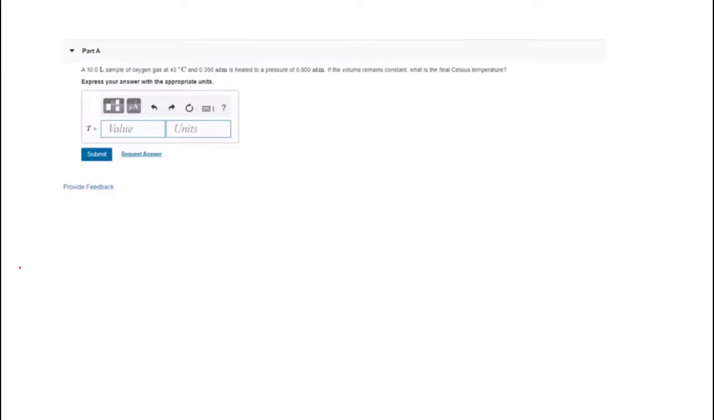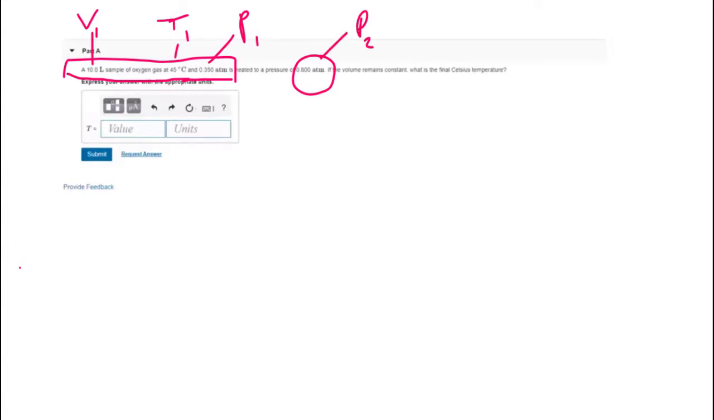All right, so one more practice problem. We see here that we have a 10-liter sample of oxygen gas at 45 degrees Celsius and 0.350 ATMs. Okay, so we've got a lot of info here. This is a volume, our first volume, our first temp, and pressure. Those are all together. It's heated to a pressure of, here's our new pressure.